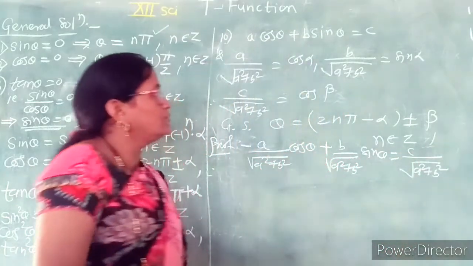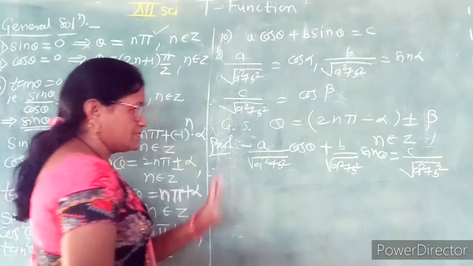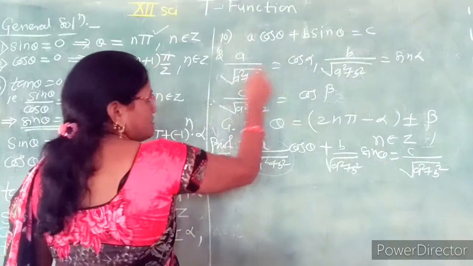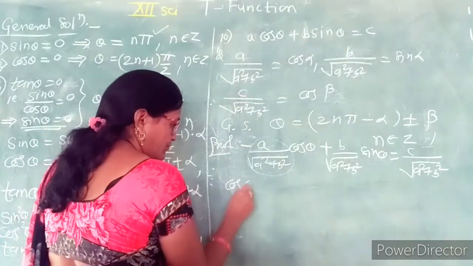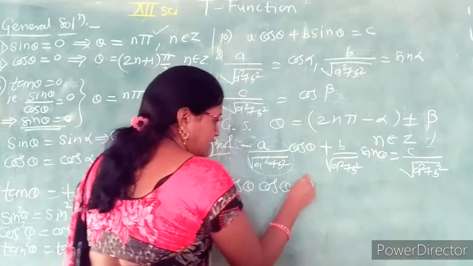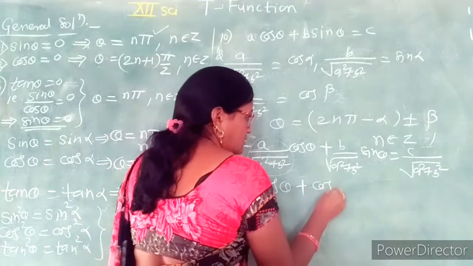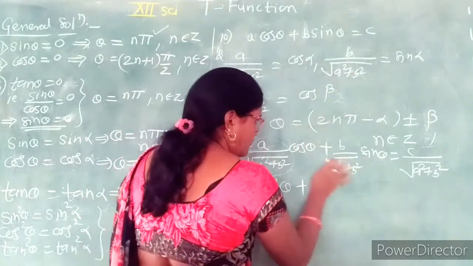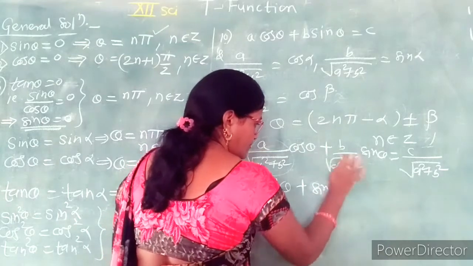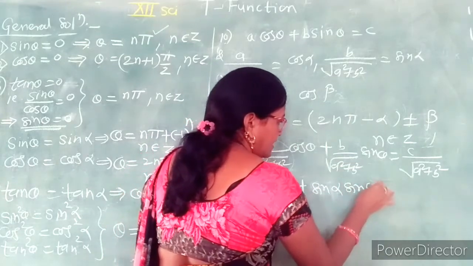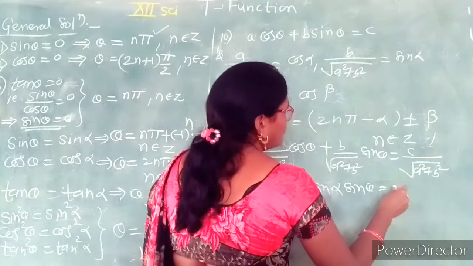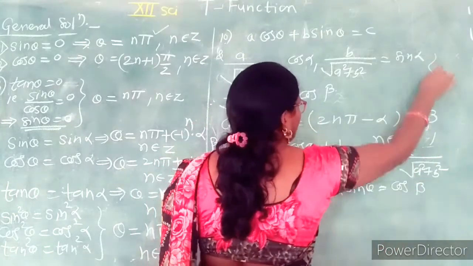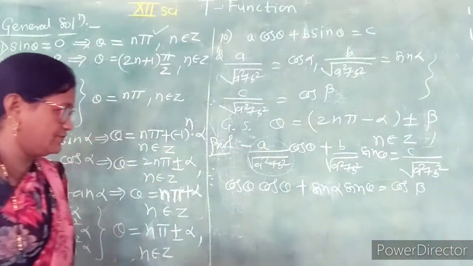We can divide this whole equation by the square root of a square plus b square. Using this, a upon root of a square plus b square is nothing but cos alpha. So we get that identity. Here b upon root of a square plus b square is sin alpha, and for the right side, c upon root of a square plus b square is equal to cos theta. This is given to you. Only you have to take adjustment.